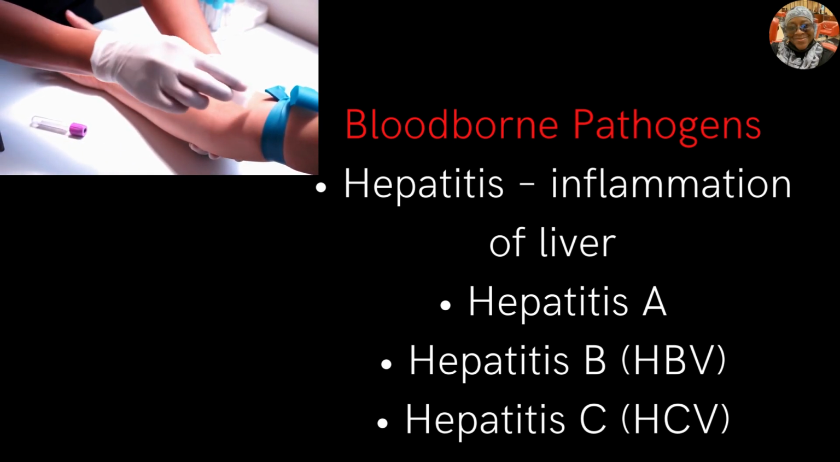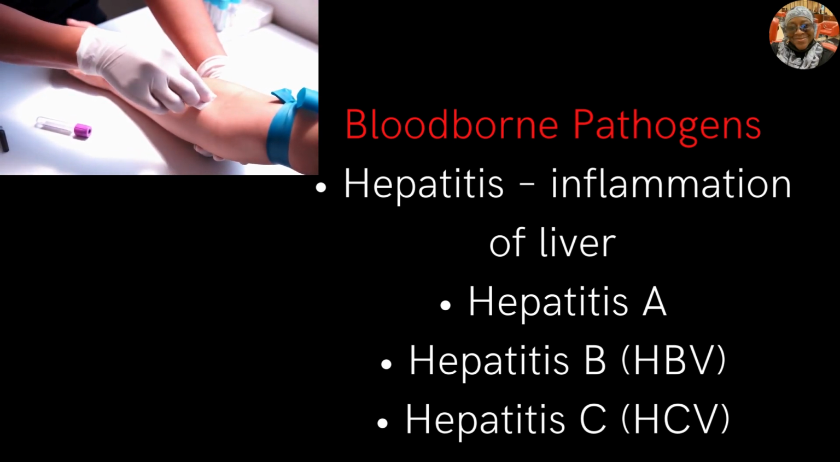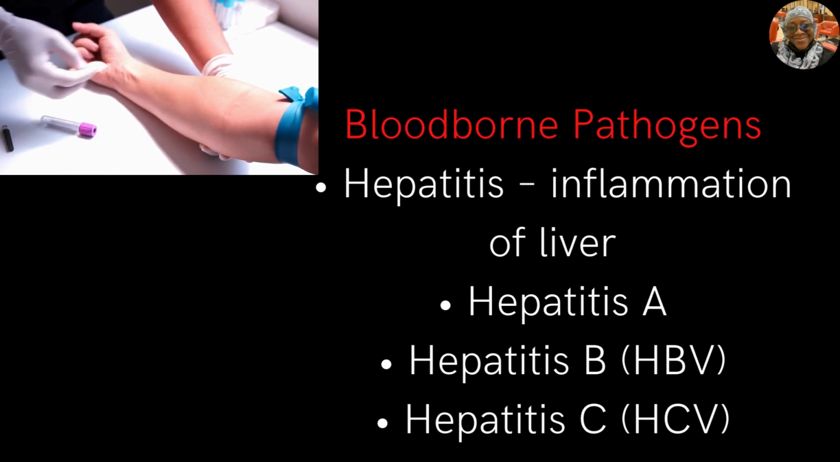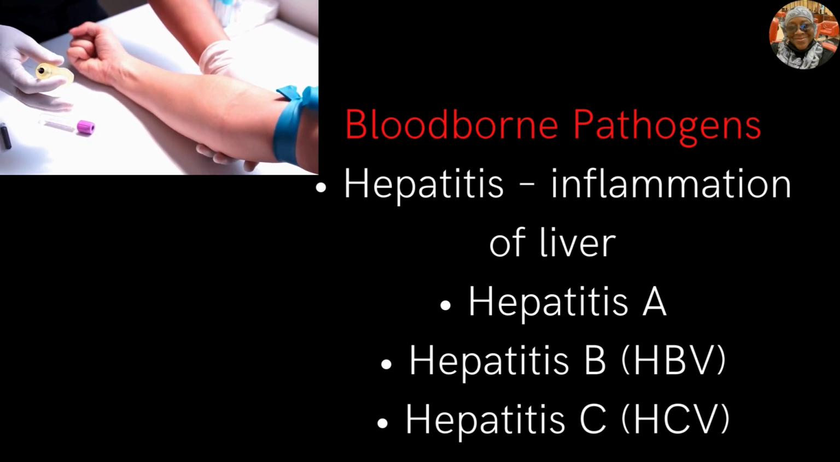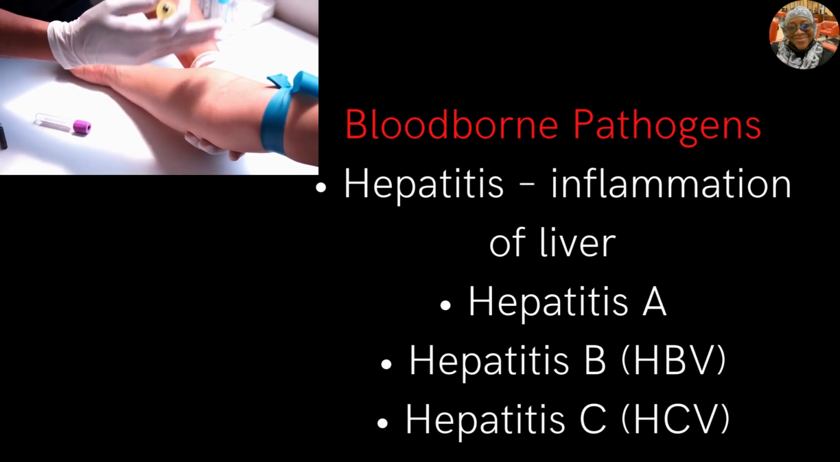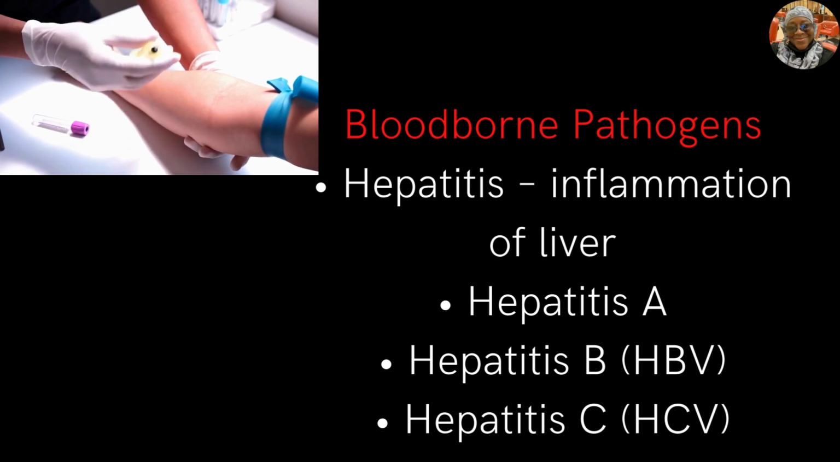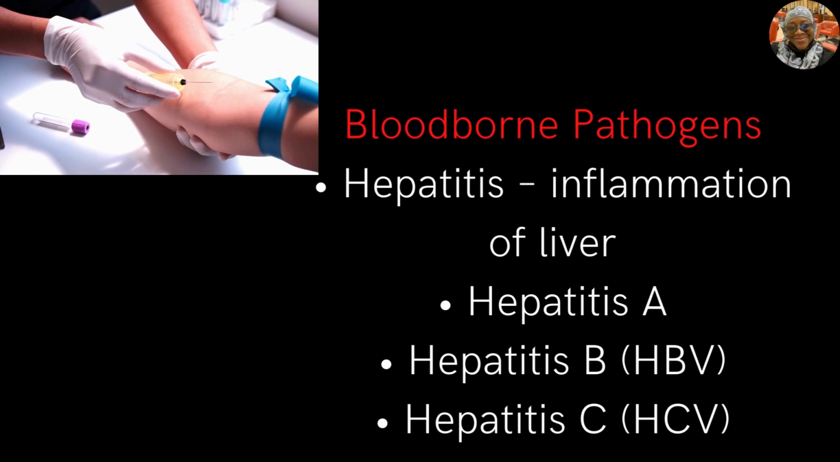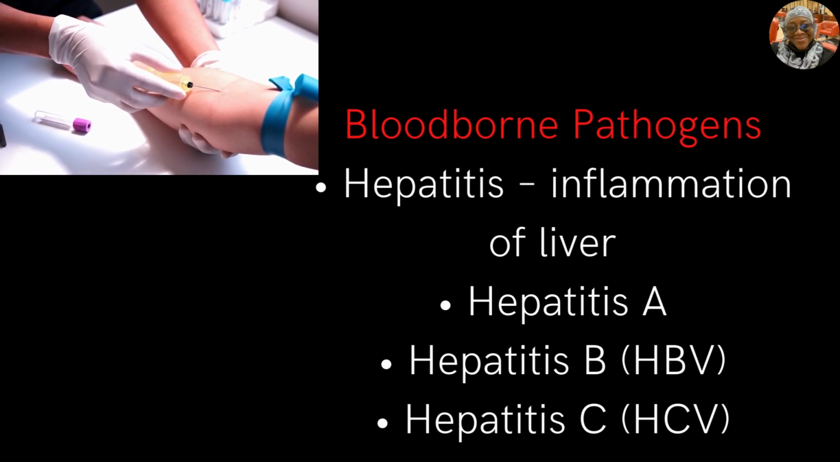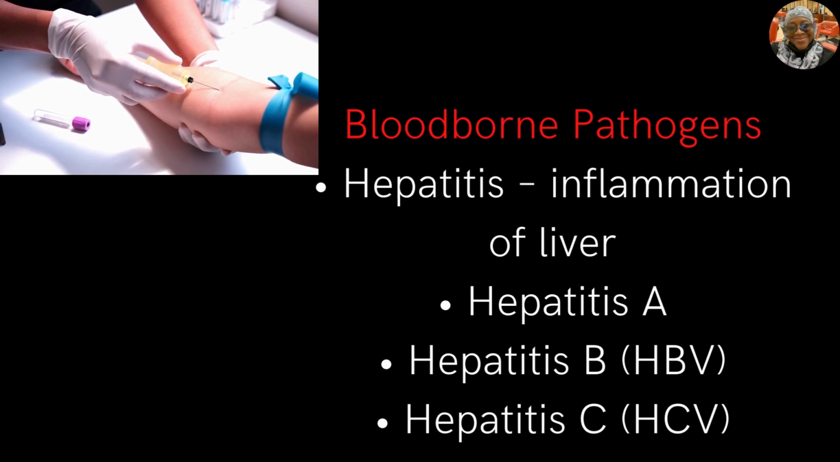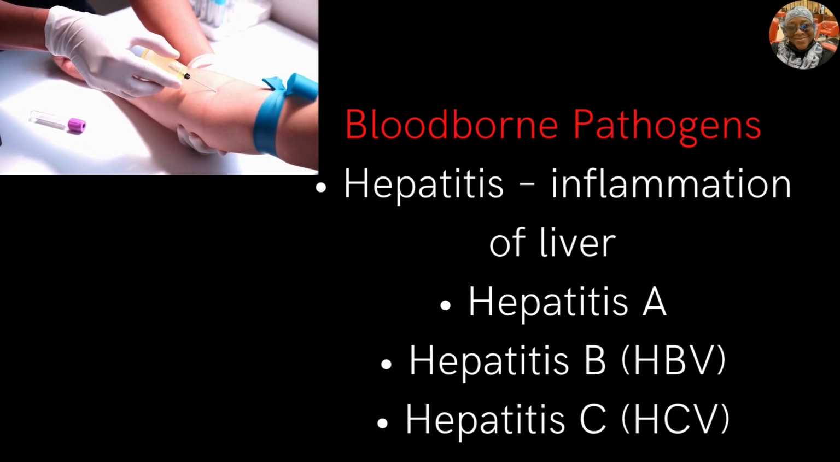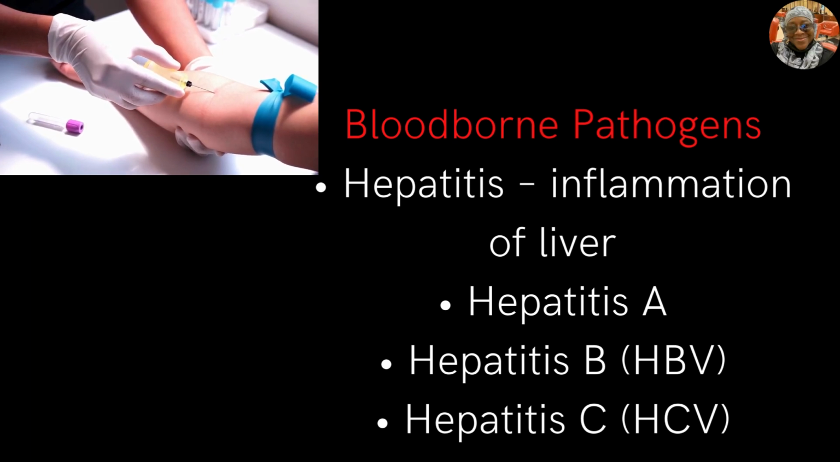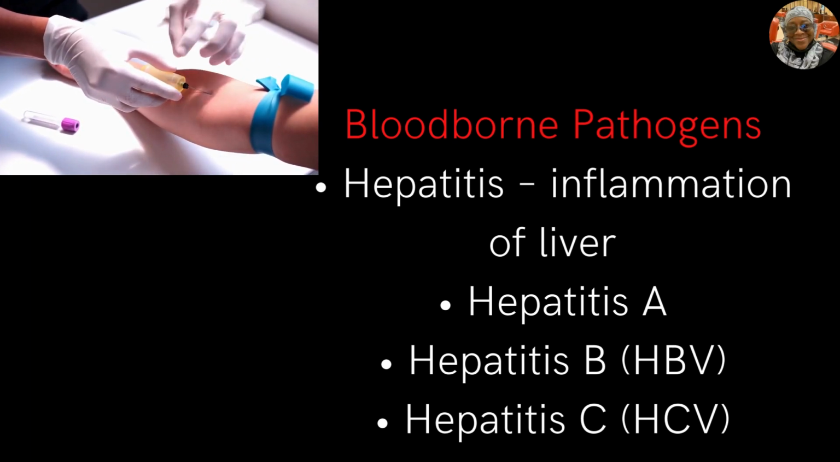Bloodborne pathogen. So we have hepatitis. Hepatitis is inflammation of the liver. We have hepatitis A, hepatitis B, which is HBV, hepatitis C, HCV. So hepatitis is an inflammation of your liver, and you need to be very cautious and sanitary with these conditions.